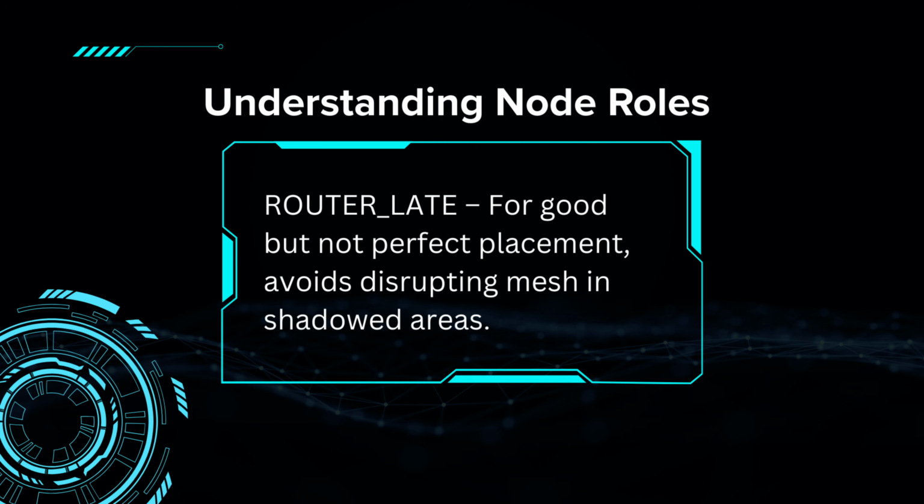Router late. Well, what the heck is that? Well, this is perfect for not perfectly placed nodes, and it avoids disrupting the mesh in shadowed areas. So for example, you have a fixed node or an infrastructure node and there's something blocking it to one side, a building, a mountain, some sort of obstruction, especially when using an omnidirectional antenna, not a Yagi or a directional antenna. Now you're basically pushing information to places you don't need to.